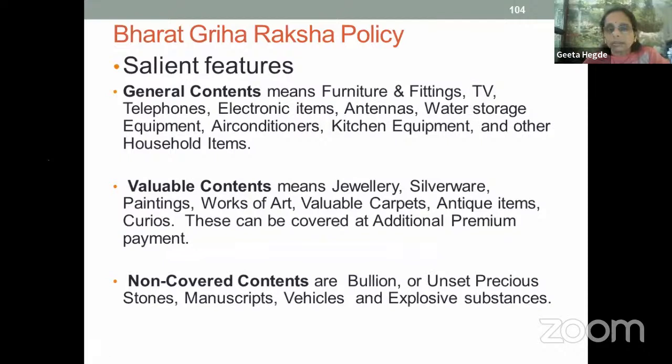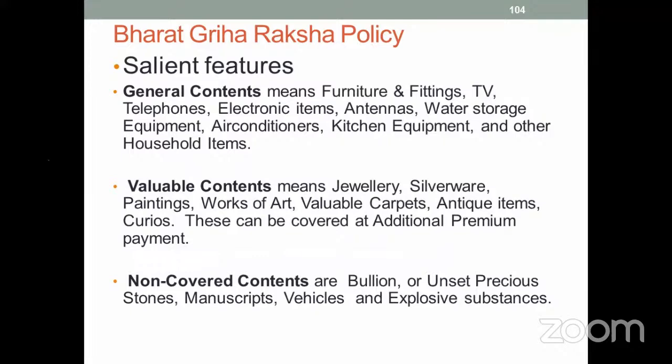General contents, what we understand by general contents: furniture, fixtures, TV, telephones, electronic items, antennas, water storage equipment, air conditioners, kitchen equipment, household items, everything. Valuable contents are jewelry, silverware, paintings, to be covered at additional premium. Non-covered contents are unset precious stones.